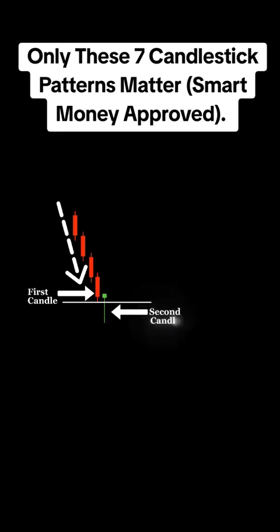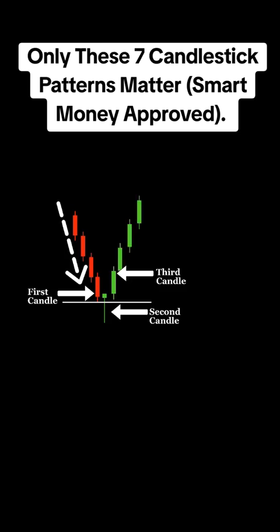The second candle has a small body with a long lower wick. This candle triggers limit buy orders. It's where smart money quietly steps in, absorbing sell-side pressure without revealing their hand. The third candle is strong and bullish. It closes well into the body of the first bearish candle, ideally above its midpoint. This candle confirms that the flip in sentiment has happened. Buyers are taking over. The silent accumulation is now turning into an explosive move.